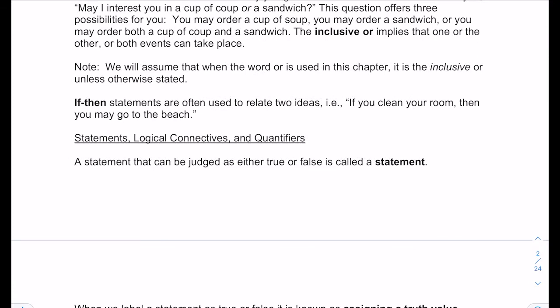If-then statements are often used to relate two ideas. If you clean your room, then you may go to the beach.